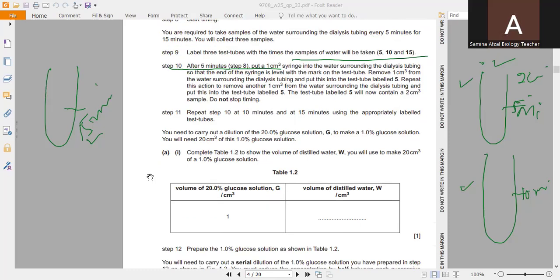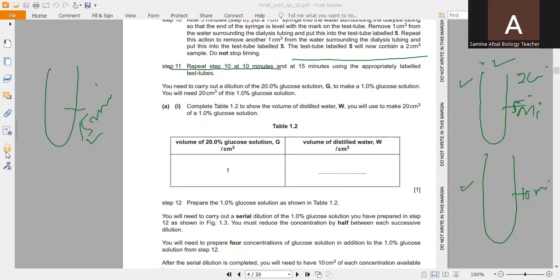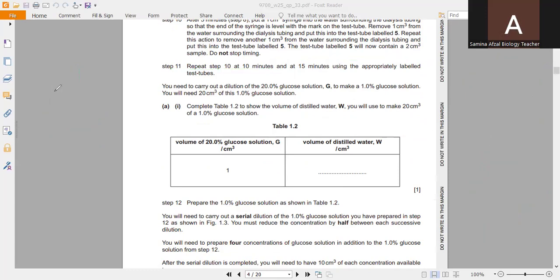So complete table 1.2. You will need 20 cubic centimeters of this 1% glucose solution. For this purpose, you will complete table 1.2 to show the volume of distilled water W you will use to make 20 cubic centimeters of 1% glucose solution. So the 1% glucose solution will be 1 cubic centimeter.